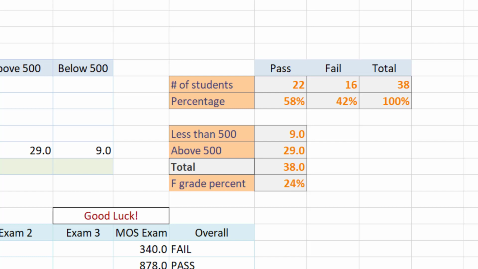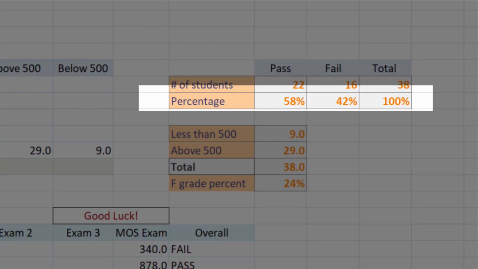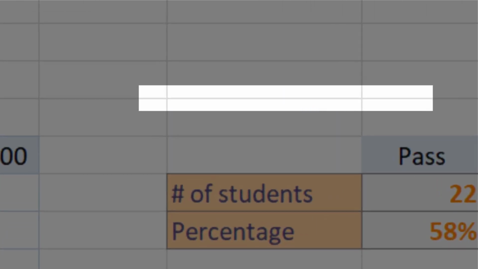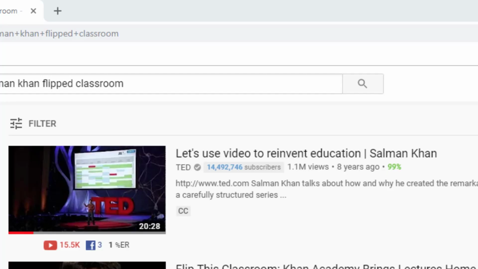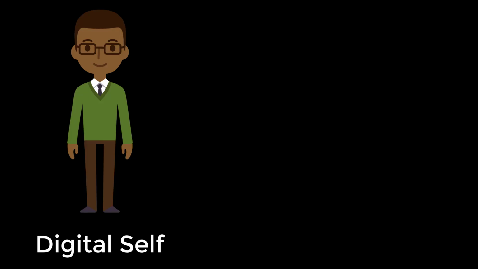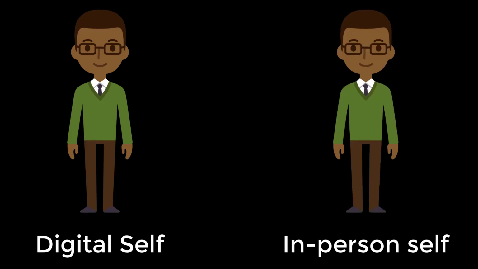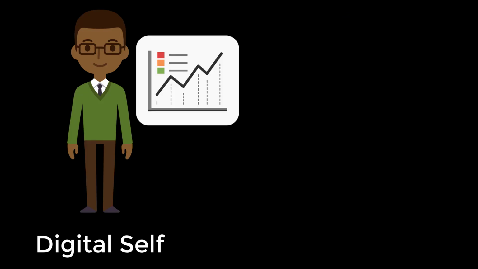So as difficult as this is to admit, these numbers might support what Salman Khan mentions in his TED Talk, Let's Use Video to Reinvent Education, that our digital selves might be more effective than our in-person selves.